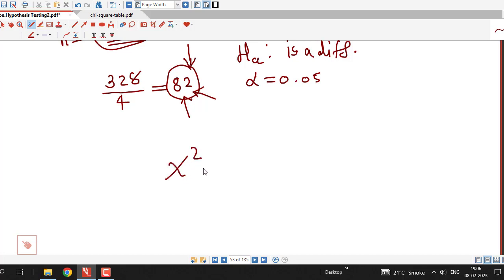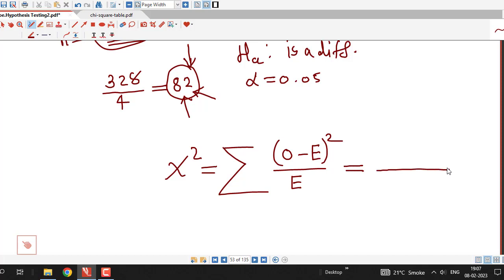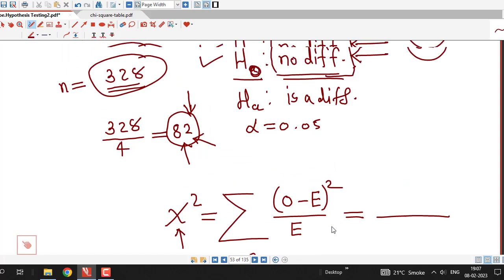We have to recall the formula for the test statistic. It is given by chi-square equal to sigma of (observed minus expected frequencies) whole square divided by expected frequency. We will calculate this value of the test statistic, and then we will find the critical value of chi-square at 0.05 level of significance with the number of degrees of freedom.